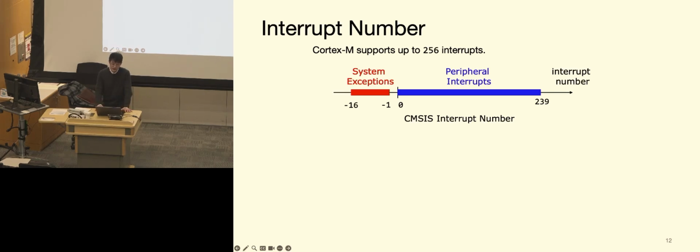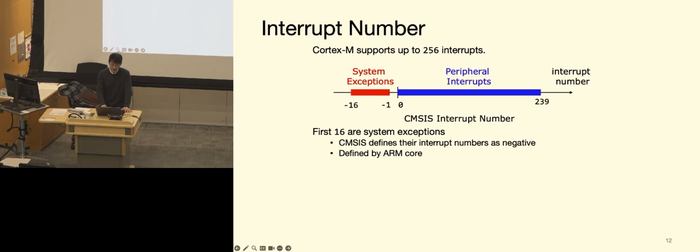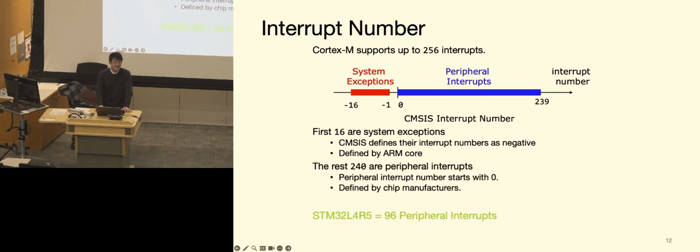For the STM32 we're working with, unfortunately, 96 plus those 16 system exceptions. And we will look at these peripheral interrupts, like the first 96 of them, in more detail in the next slide.